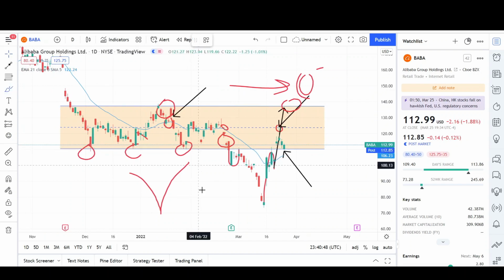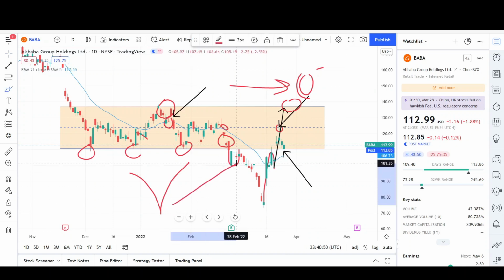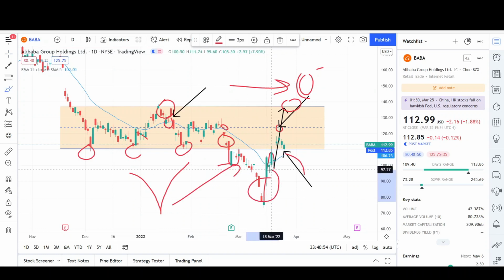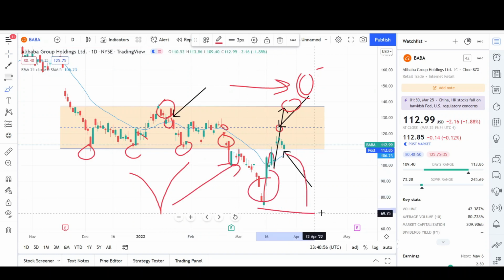If we break it again like we did back over here, then we could go back all the way down to fill in this gap that was created from the longs, and maybe even go back to the lows. So that can also happen. It just doesn't look like it right now. It looks like buyers are in the market and they want to push the market higher.